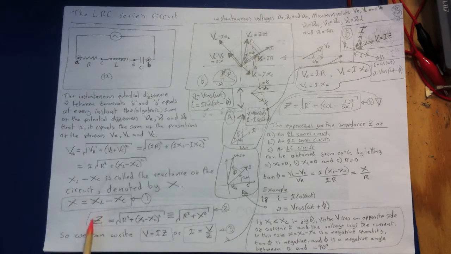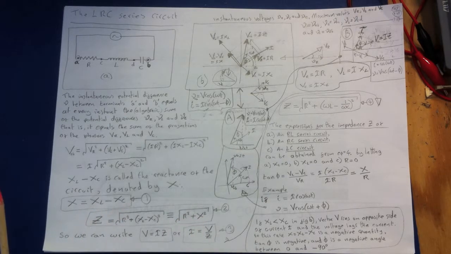Finally, we define the impedance Z of the circuit as Z equals the square root of R squared plus XL minus XC all squared. With a capital X there, we can just write the square root of R squared plus capital X squared, remembering that X is equal to this. Impedance Z plays the same role as resistance R in a DC circuit. Note, however, that the impedance is actually a function of R, L and C, as well as of the angular frequency omega.